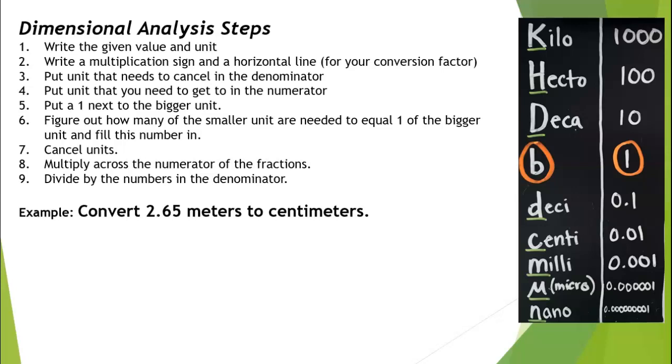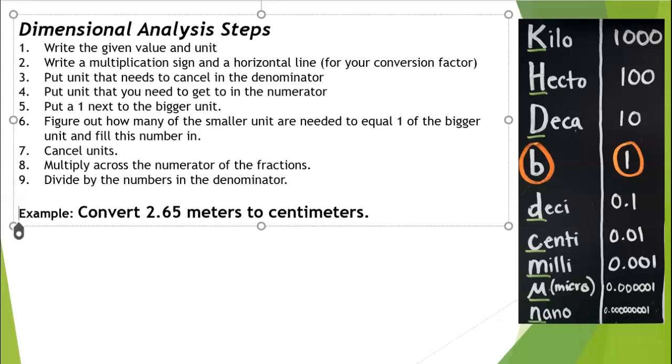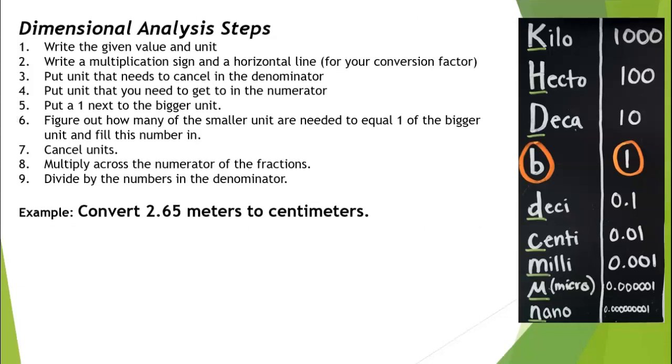Step 1 for this example says to write our given value and unit. So let's do just that. It says convert 2.68 meters to centimeters. My given value and unit will be the unit that has a number with it, so 2.65 meters. I'm going to start by writing that all the way to the left side of my paper. 2.65 meters.